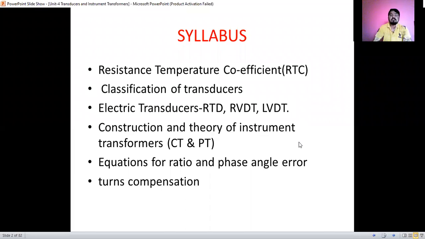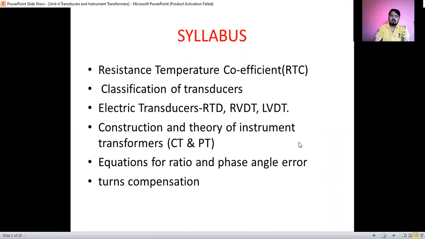It is represented by alpha. If alpha changes for different temperatures, it indicates the value of resistance. For increasing temperature, what will happen to the resistance? For decreasing temperature, what will happen to the resistance? That we are going to discuss. That is called resistance temperature coefficient.